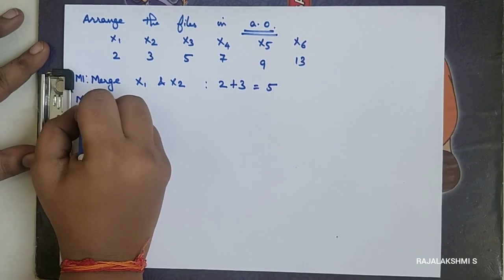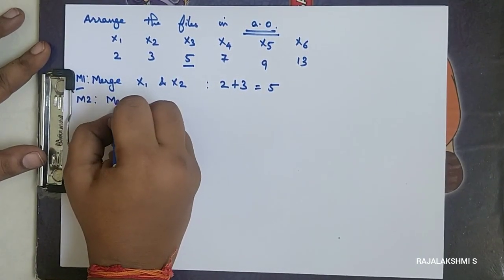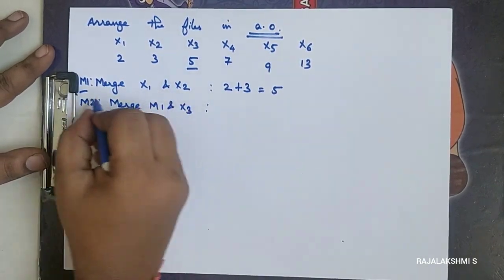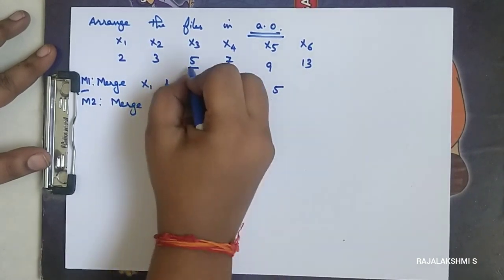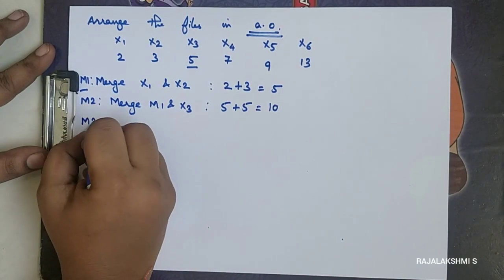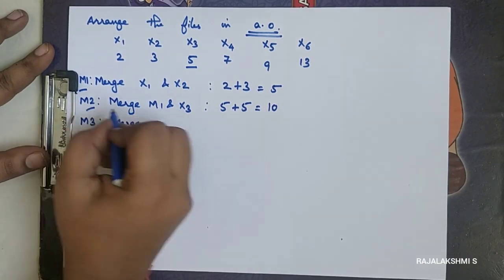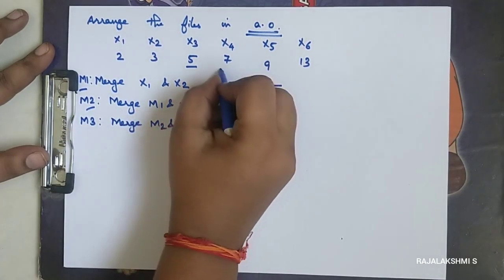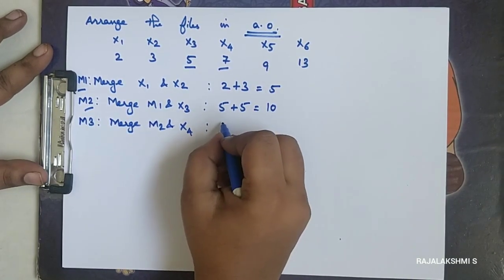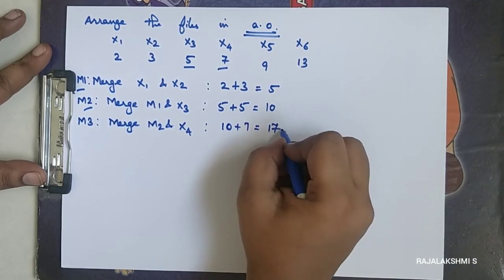And now m2, which is merging m1 with the next file. So it is merge m1 and x3. So what is m1? It is 5 plus x3, it is 5. So which is equivalent to 10. And now merge m3. M3 will be computed as merging m2 with the next file, say it is x4. So now it will be 10 plus 7, so it is 17, right?